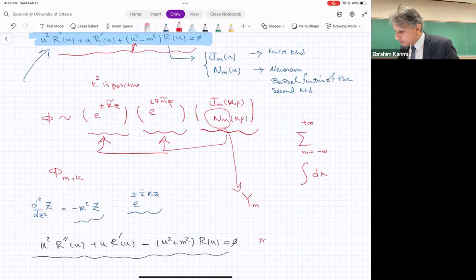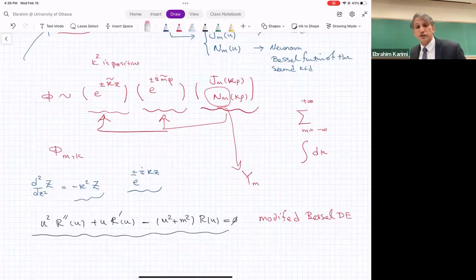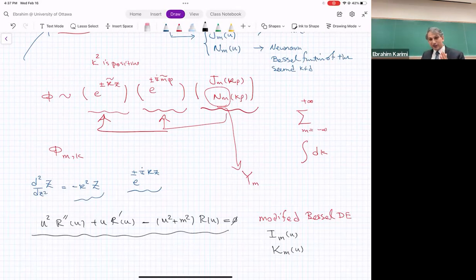We call this the modified Bessel differential equation. The solutions will be two different solutions, which we call I m of u and K m of u. They are the modified Bessel function of the first kind and the modified Bessel function of the second kind. They look like J and N for this differential equation.